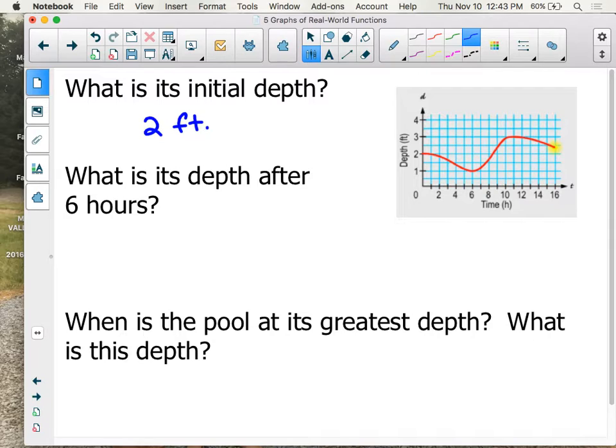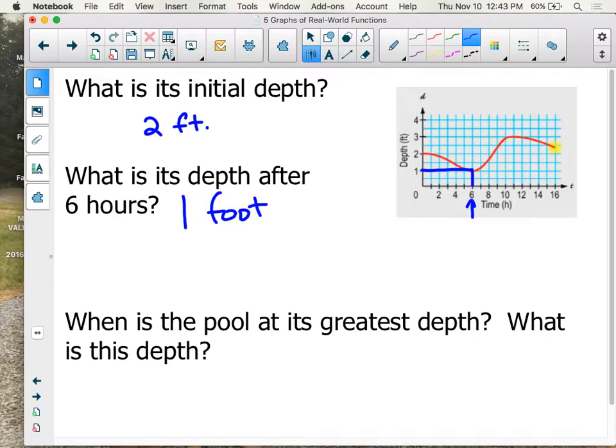Well, then what's its depth after 6 hours? Well, let's read our graph. Let's go to where time is 6 hours. We'll go up until it strikes our graph. It looks like it's going to be 1 hour. After 1 hour, oops, not 1 hour, 1 foot.